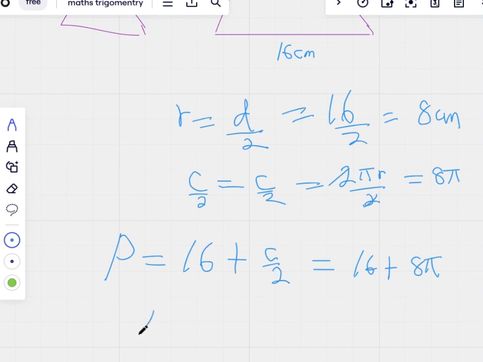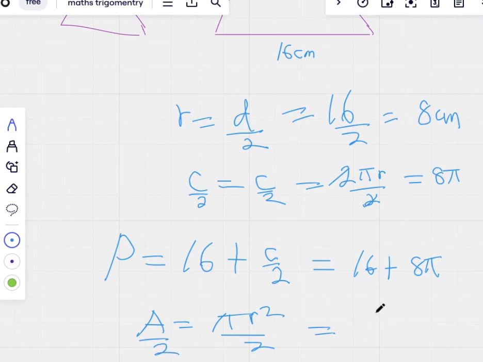So we say area is pi r squared. Since this is a semicircle, it's not a full circle, we divide it by 2. So pi r squared divided by 2 will give us the area for the semicircle.